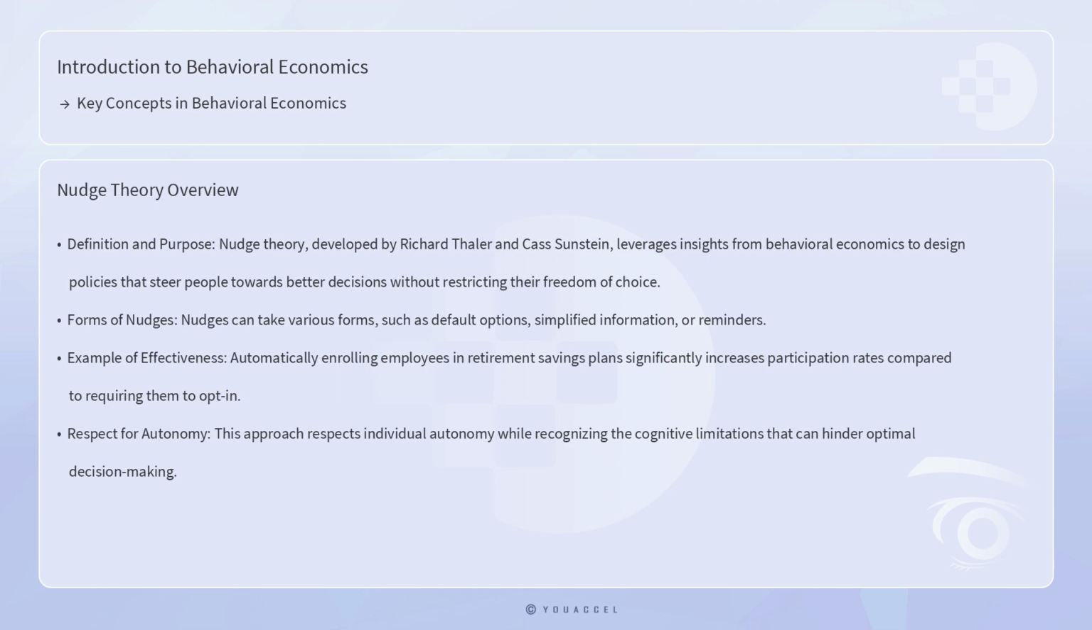Nudge theory, developed by Richard Thaler and Cass Sunstein, leverages insights from behavioral economics to design policies that steer people towards better decisions without restricting their freedom of choice. Nudges can take various forms, such as default options, simplified information, or reminders. For instance, automatically enrolling employees in retirement savings plans significantly increases participation rates compared to requiring them to opt in. This approach respects individual autonomy while recognizing the cognitive limitations that can hinder optimal decision-making.